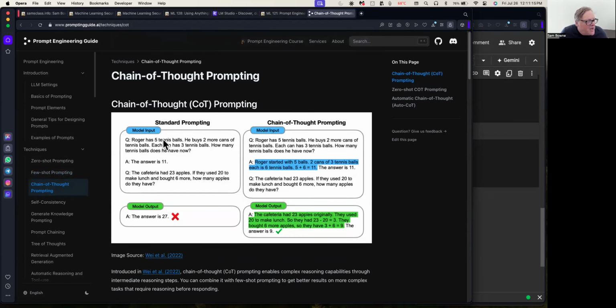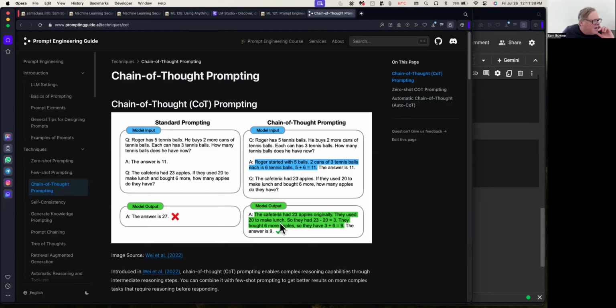So if you give it a complicated problem, like Roger has 5 tennis balls, he buys 2 more cans, each can has 3, how many does he have now? It will often get the wrong answer. But chain of thought would be telling it to... here's another one. So you give it an example.